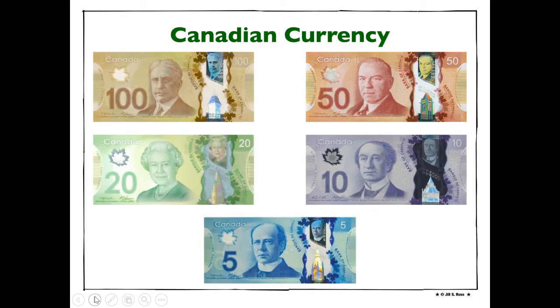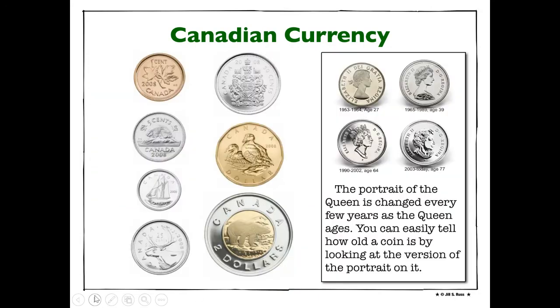And here is a picture of the Canadian currency. You can see it's very easy to see because it's all different colors. And here is the coin. So here is the loonie, and here is the toonie, and here is the picture of the queen. The portrait changes every few years as the queen gets older. So by looking, I can tell this is the most recent because she's the oldest in it.